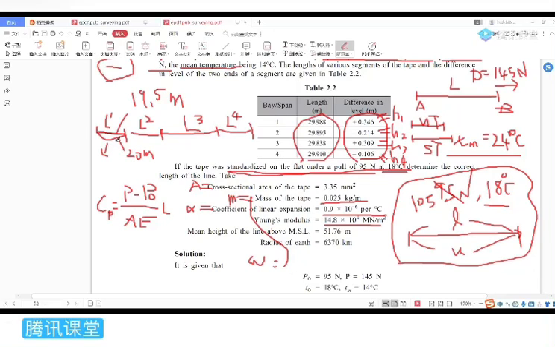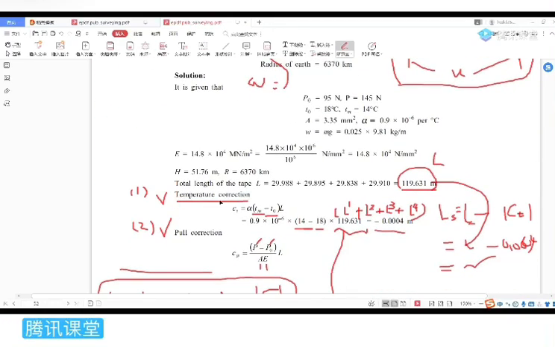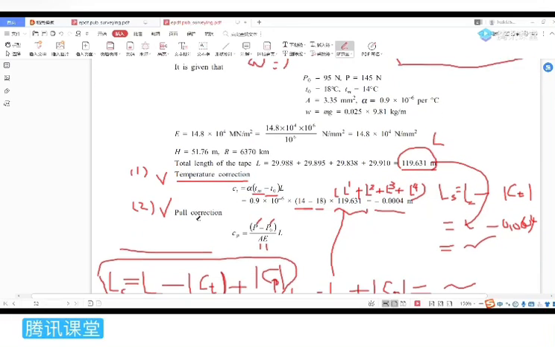So continue. This is your nominal tape. The nominal length will be elongated, so you have to correct it, and you also have to correct the temperature. Do the temperature correction, all these corrections first.